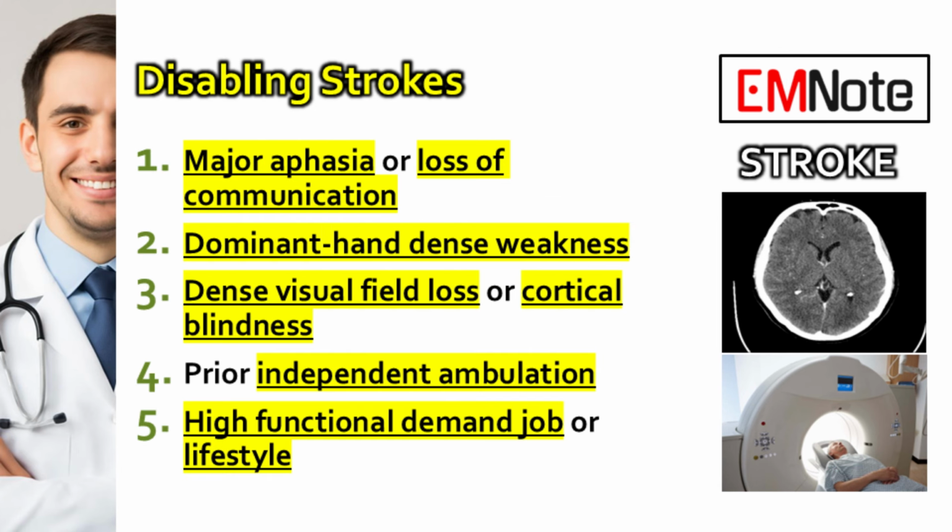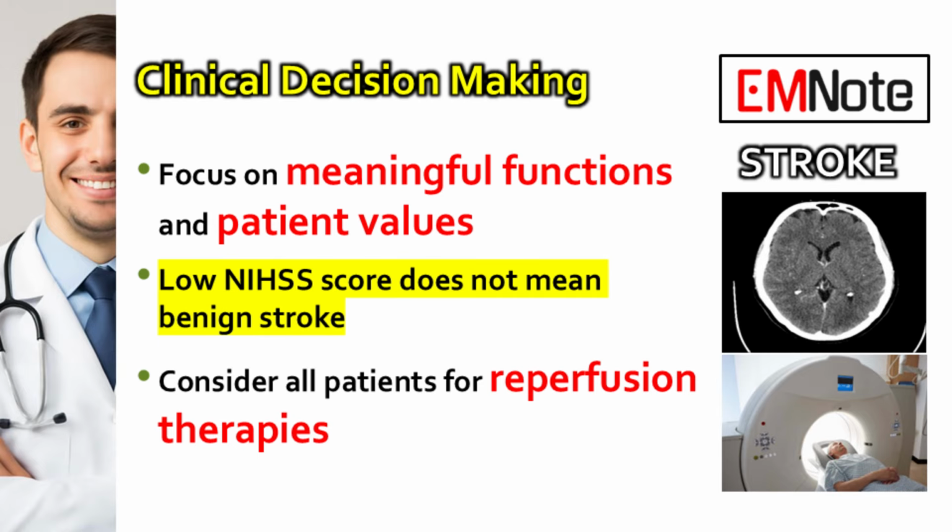Identifying disabling strokes involves recognizing specific clinical features that indicate significant functional impairment. Major aphasia, or loss of communication, dense weakness of the dominant hand, dense visual field loss or cortical blindness, prior independent ambulation, and a high functional demand job or lifestyle are all indicators that suggest a stroke may be disabling. When making clinical decisions, it is important to focus on meaningful functions and the values of the patient rather than relying solely on numerical scales.